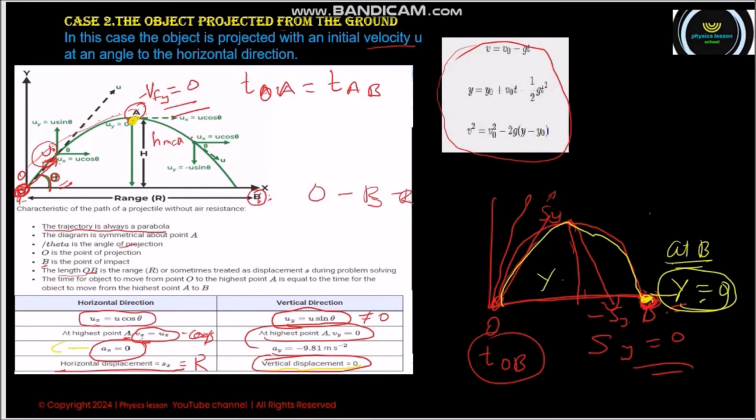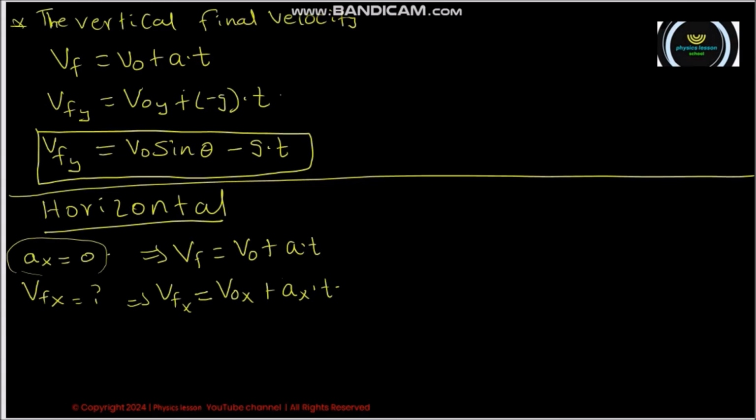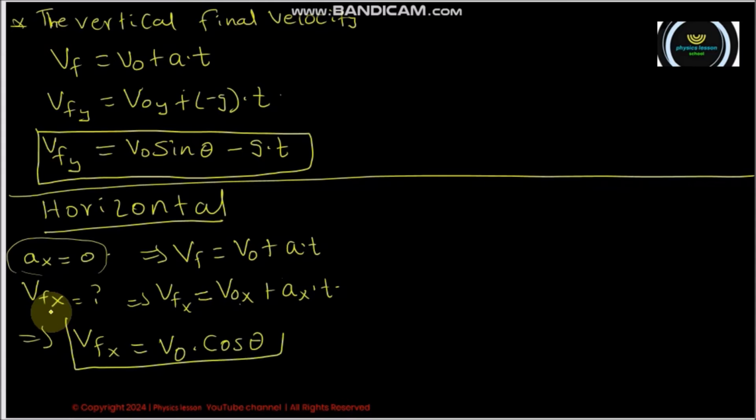Now very simplified. V final across the x is equal to v naught x, meaning v naught times cos theta, plus ax, meaning 0. That means 0 times t is already 0. That means we have only v final across the x is v naught times cos theta.